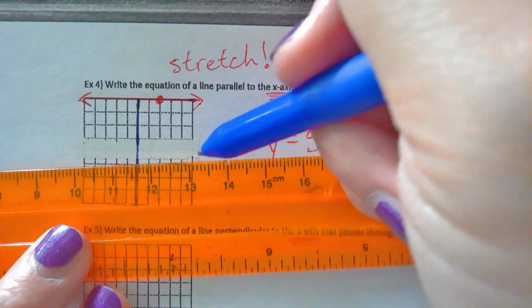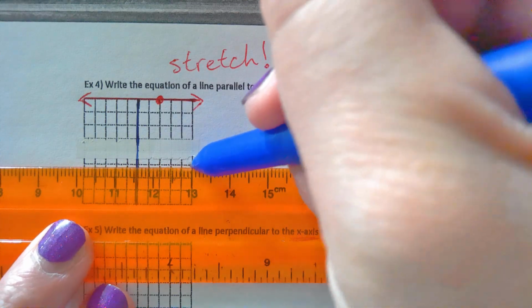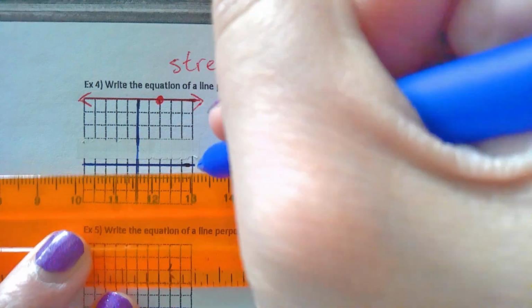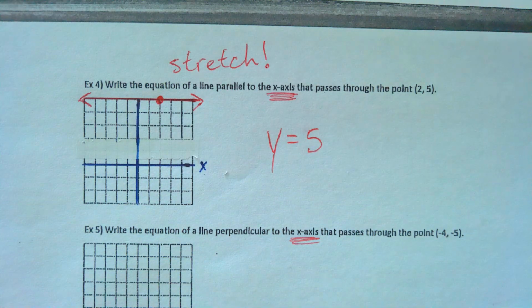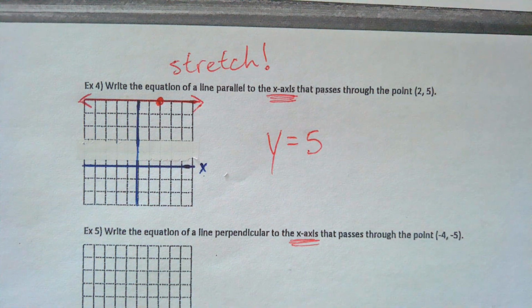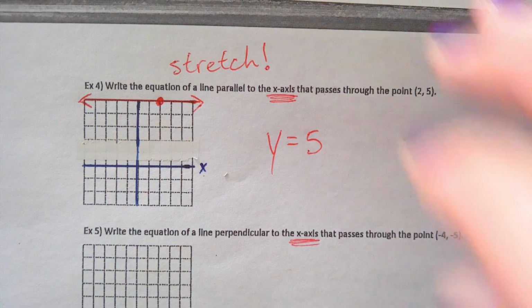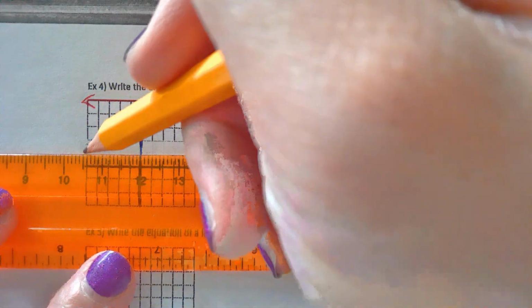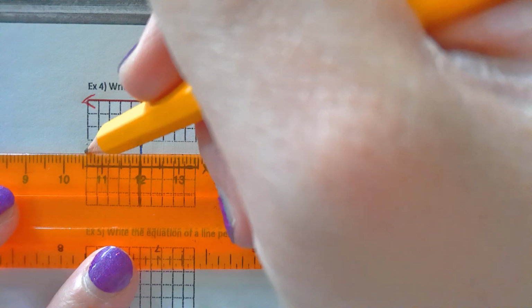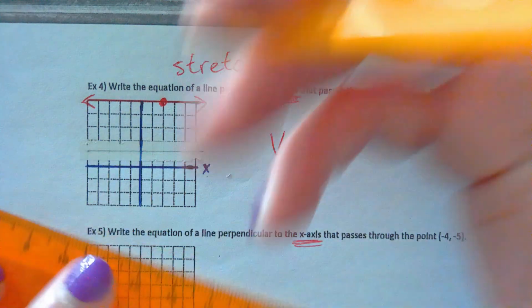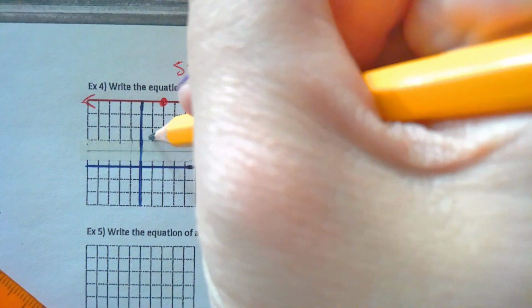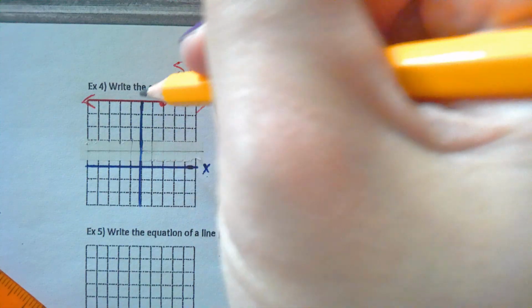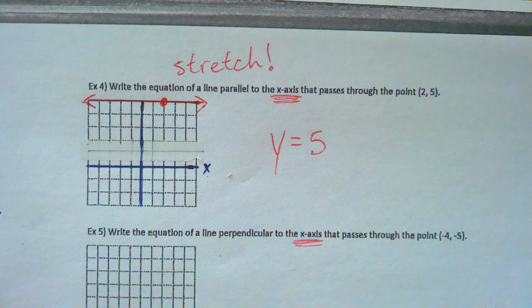So no calculations involved. Whenever it says parallel or perpendicular to an axis, just do a quick little sketch and you will get your answer. One, two, three, four, 5. Okay, this is a 5 right here.